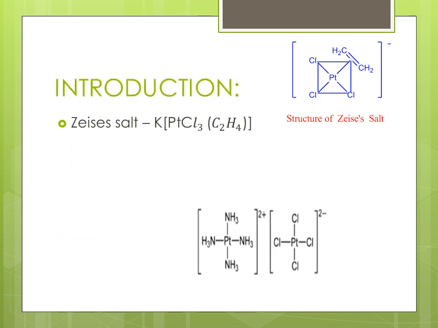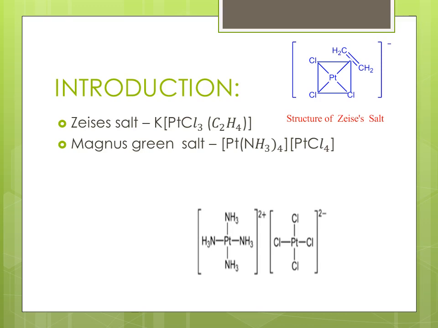In the earlier days, compounds were named after the discoverer. An example is Zeise's salt, that is K[PtCl3(C2H4)]. This is Zeise's salt, which is named by the discoverer. Likewise, there is Magnus's green salt, that is [Pt(NH3)4][PtCl4], and this was also named after its discoverer, Magnus.